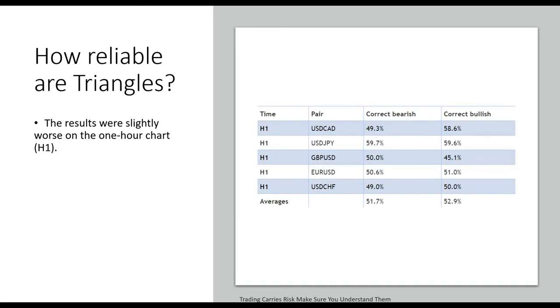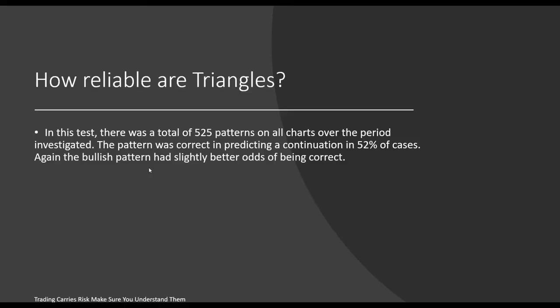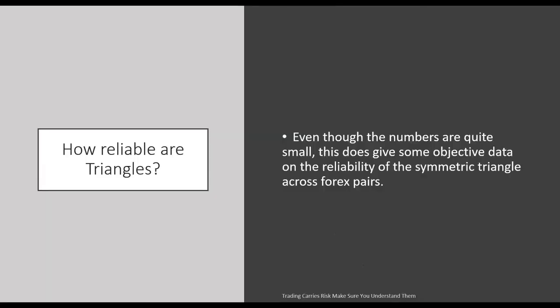Then when we go down to a 1-hour chart, we even get a little bit less. We go down to about 52% success. That's just assuming that if we had an ascending triangle off of an uptrend, it would be an overall bearish character and we would be looking for a buy. So in this test, there was a total of 525 patterns on all charts over the period investigated. The pattern was correct in predicting the continuation of just 52%.